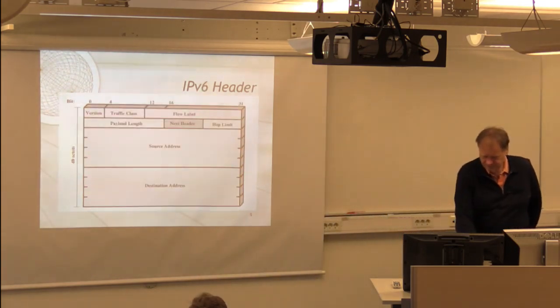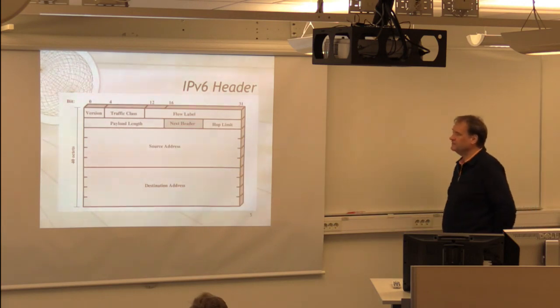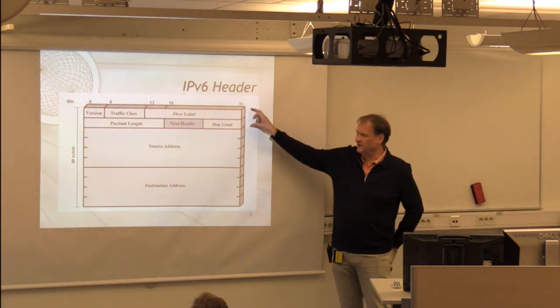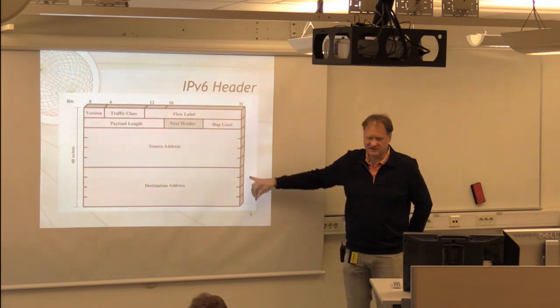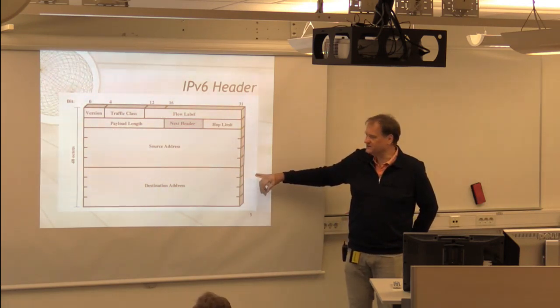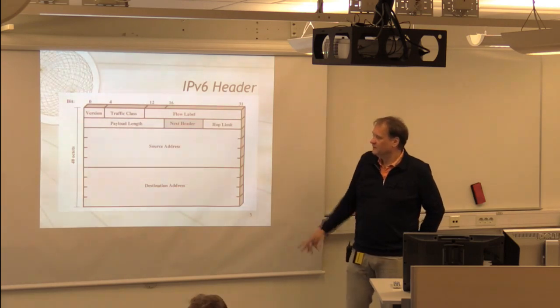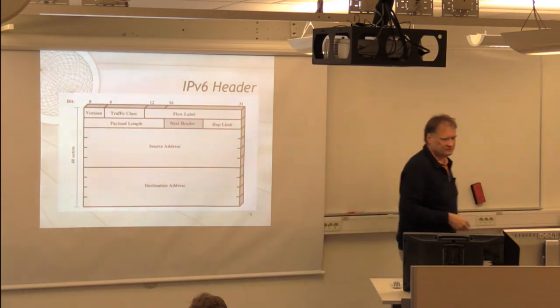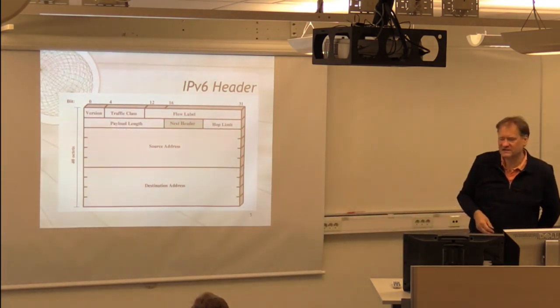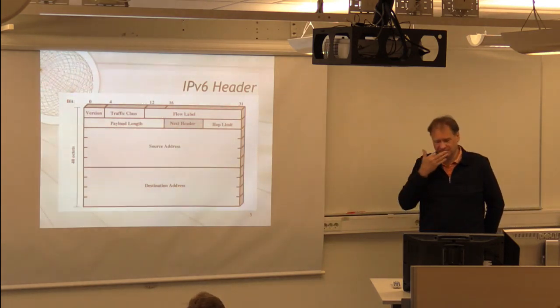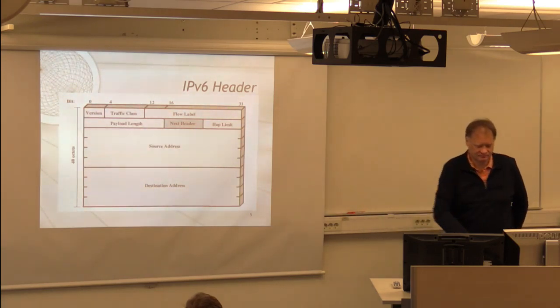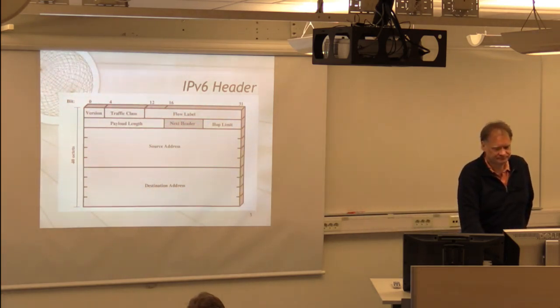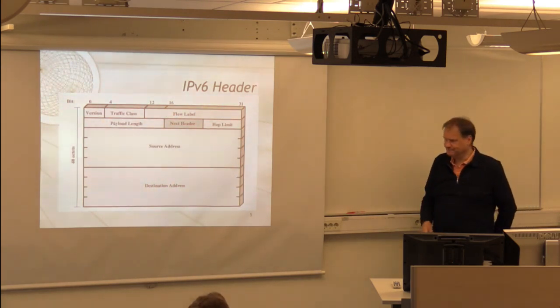If we go to version 6 here, let's see, we have reduced some of the headers. We have much more space for source and destination addresses, since IP version 6 addresses are much longer. And the next protocol is now instead called next header. Why is it next header instead of next protocol? Because of the fragmentation. The fragmentation? Yeah.